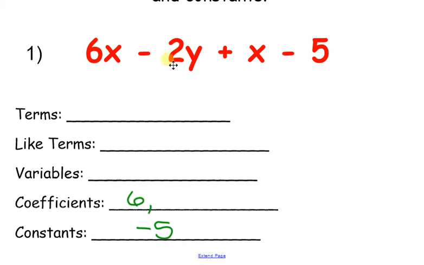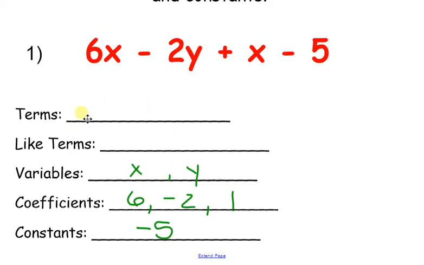We have a 2 here, but what's the sign in front of it? Minus, so it's a negative 2. And there's an invisible number right here, and if you remember, that invisible number is 1. Okay, do we have any variables? Yes, we do. We have an x, and we have a y. And again, this should be review so far.